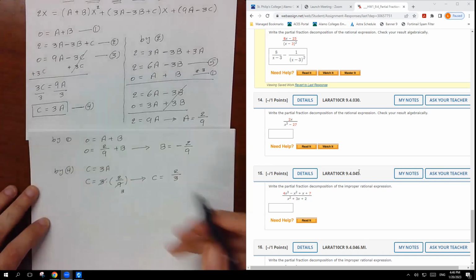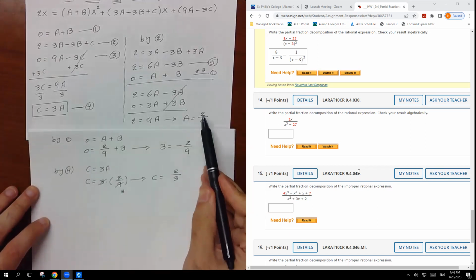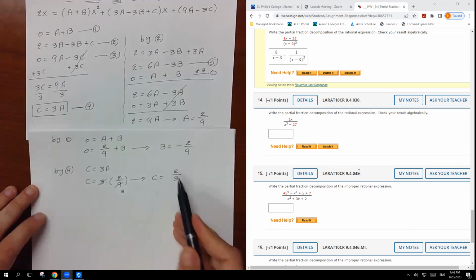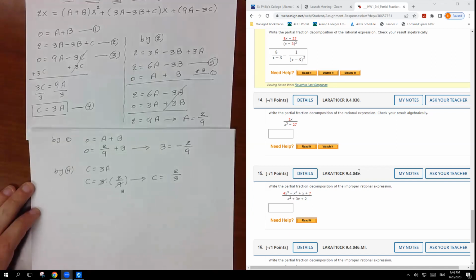So we have the value of a, which is 2 over 9. The value of b is negative 2 over 9. And the value of c is 2 over 3. Now we need to write down the partial fraction.